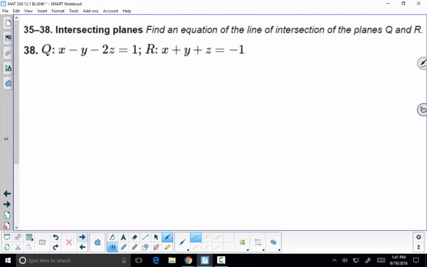So intersecting planes here. Find the equation of the line of intersection of the planes Q and R. All right, you guys try that. Without having given you a specific example, let's see if you can figure it out. We talked about all these concepts, so you should be able to reason it out in your head.